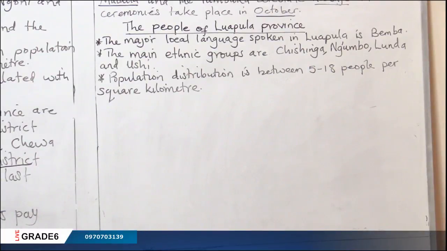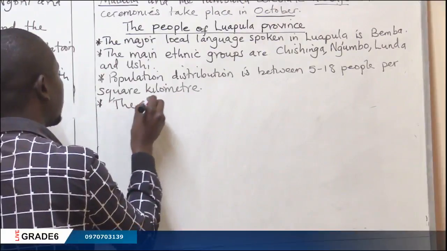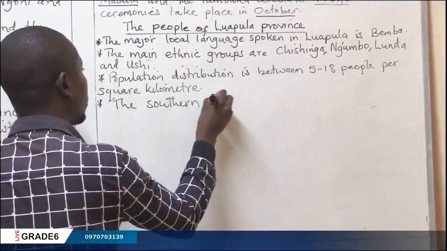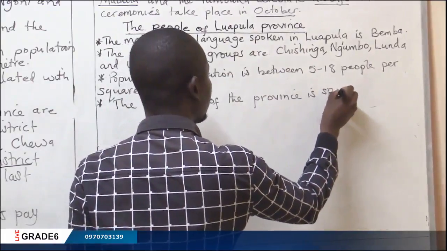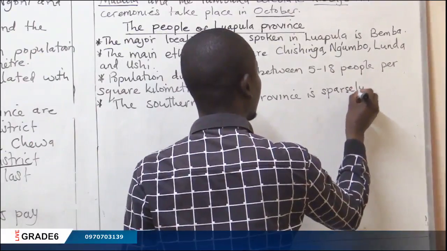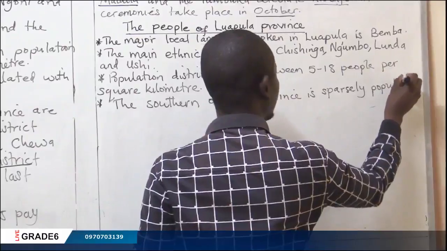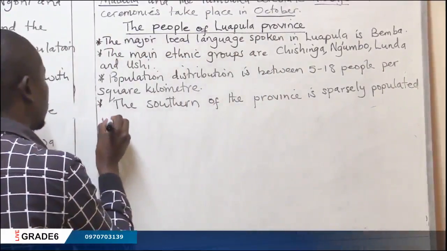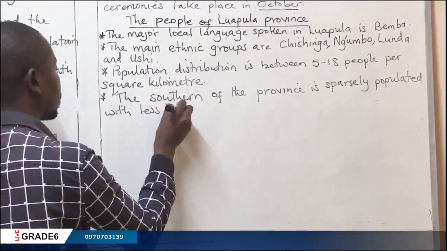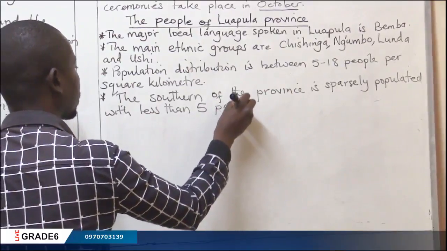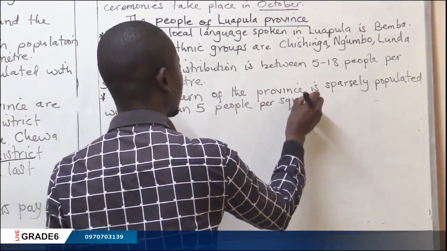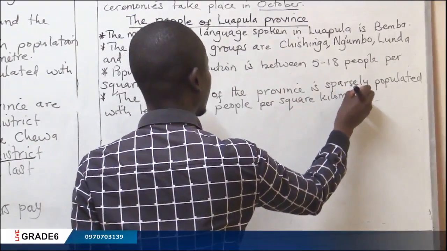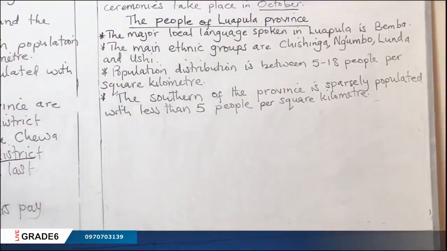The southern section of the province is sparsely populated, with less than 5 people per square kilometer.